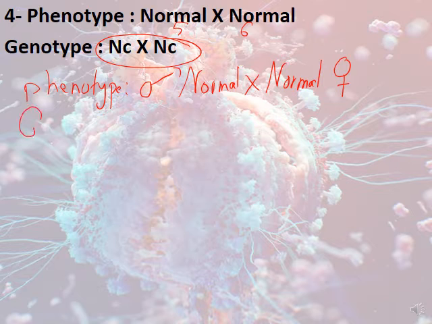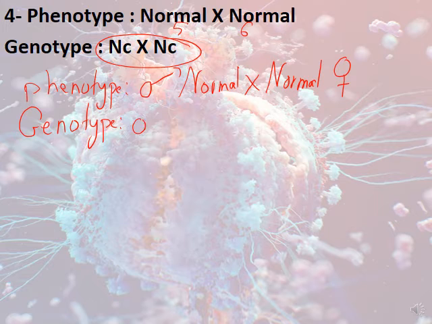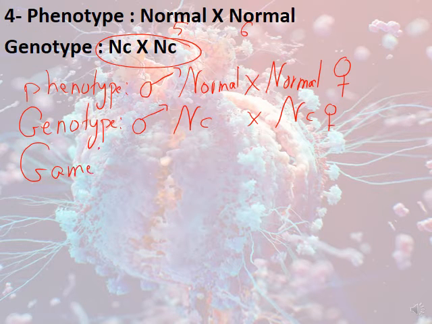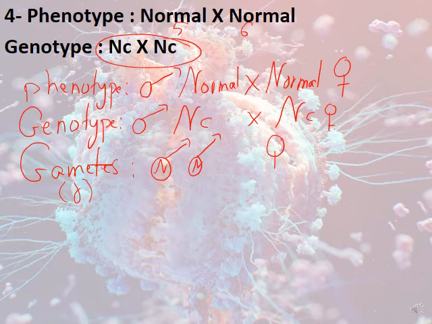Then we move to the genotype. For the male it's NC, and for the female it's also NC. Gametes, symbol gamma, N and C. We have two types of gametes, and here we have N and C. So they wanted the proportion or ratio. So 1 over 2, 1 over 2, here 1 over 2, 1 over 2.